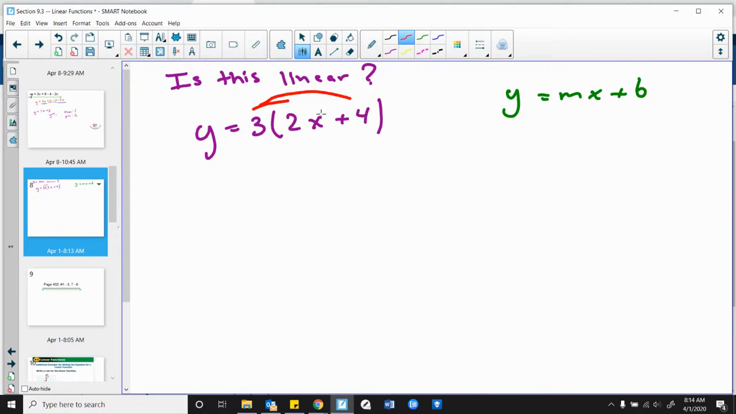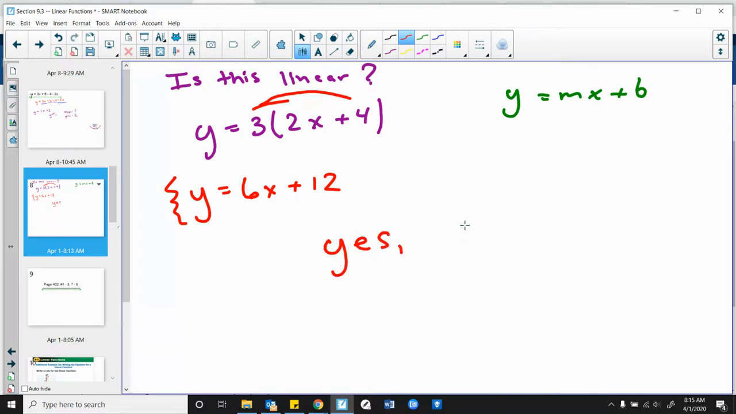Okay, so we're going to distribute that 3 to the 2x and to the 4. So now y equals 3 times 2x is going to give me 6x. And 3 times 4 is going to get me 12 when I distribute. Remember, when we distribute numbers, we always multiply. Okay, so here now, I've got my equation, y equals 6x plus 12. Is this linear? Yes, it's linear.